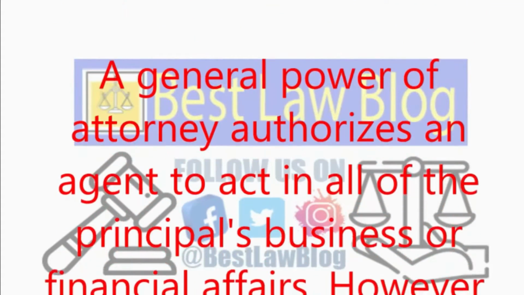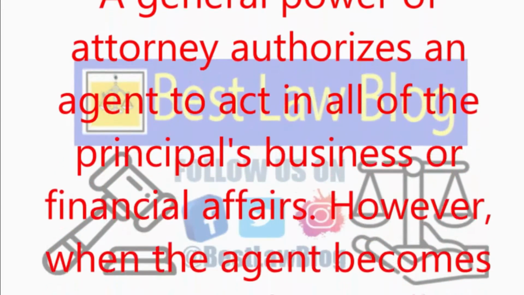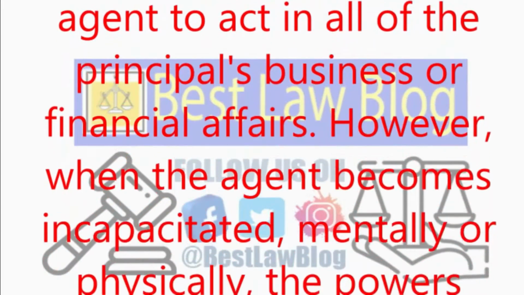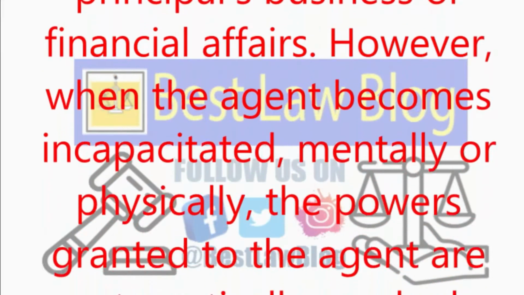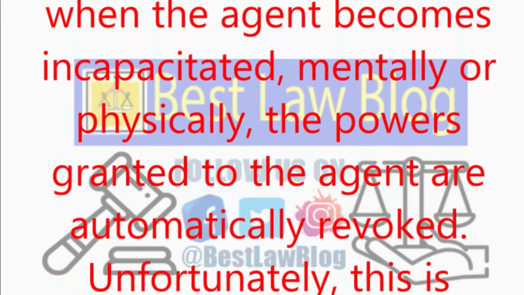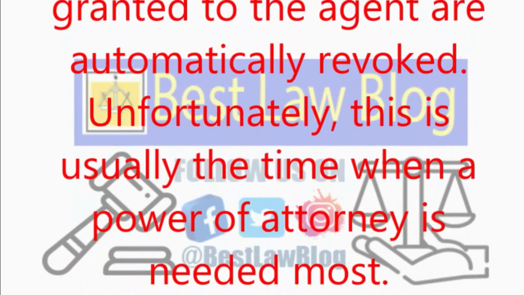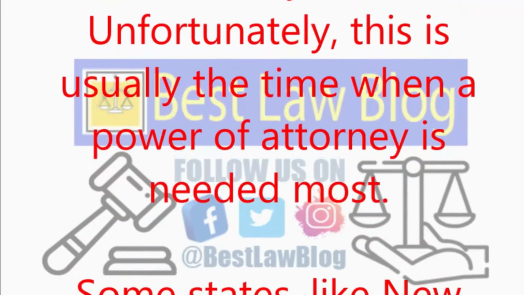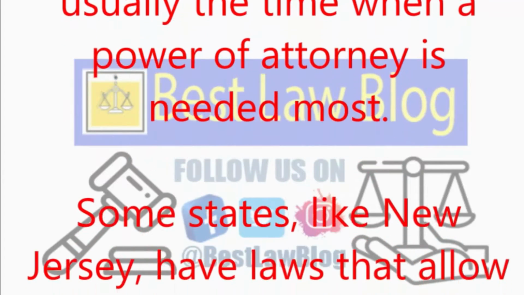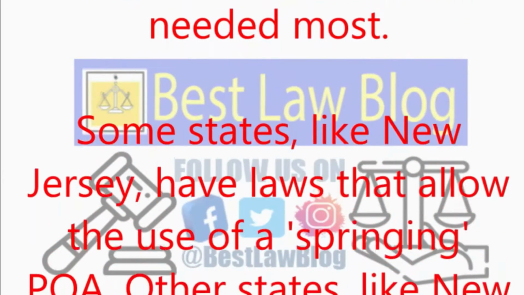A general power of attorney authorizes an agent to act in all of the principal's business or financial affairs. However, when the principal becomes incapacitated, mentally or physically, the powers granted to the agent are automatically revoked. Unfortunately, this is usually the time when a power of attorney is needed most.